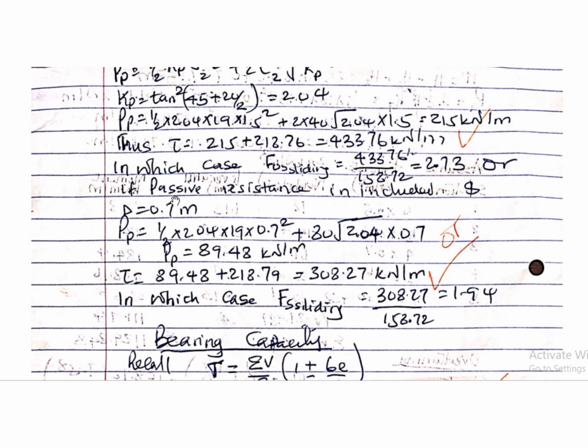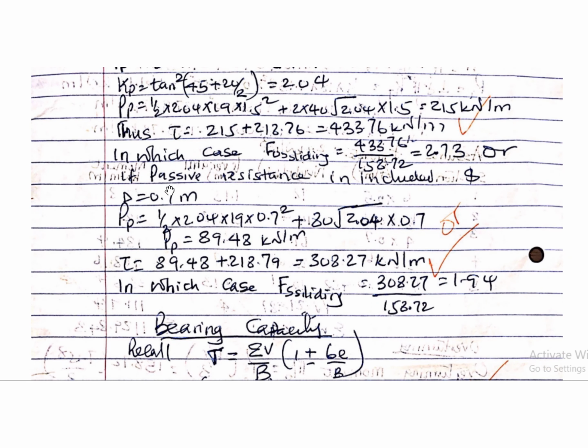So again here, finally, if we assume the passive resistance is only by the base of this slab, then you can find the passive resistance based on D of 0.7. You get 89.48 plus the initial value 308, and you get a factor of safety of 1.94.